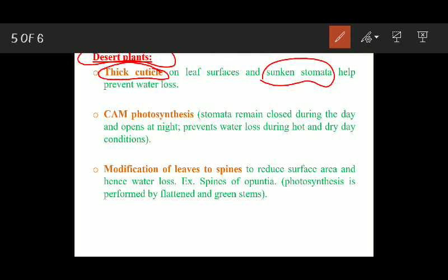They are sunken in. For example, this is the leaf surface. They have a thick cuticle. Second is that their stomata are sunken. Sunken means they are present inside grooves. It also helps them reduce the loss of water.